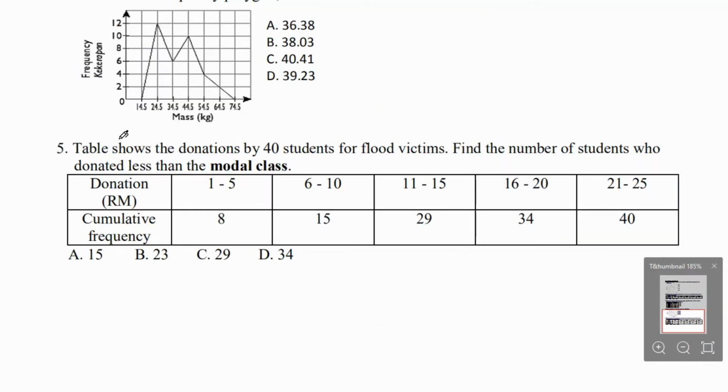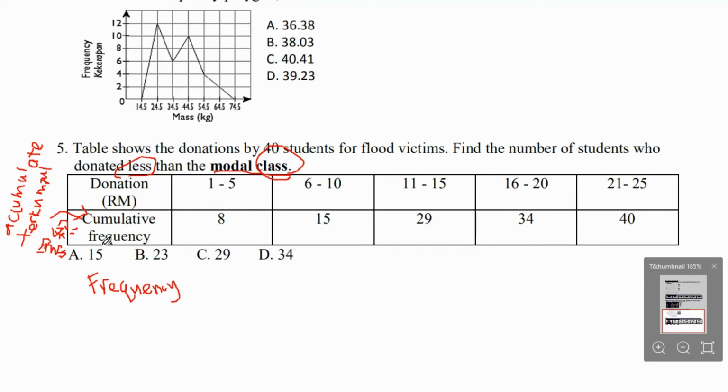Number 5. Table shows the donation by 40 students for flood victims. Find the number of students who donated less than the modal class. Okay, modal class is the class with the highest frequency. Okay, we are given donation and cumulative frequency. Cumulative here means accumulate. Okay, so this is not the actual frequency for each class. This is accumulated. So we have to calculate the frequency of each class.